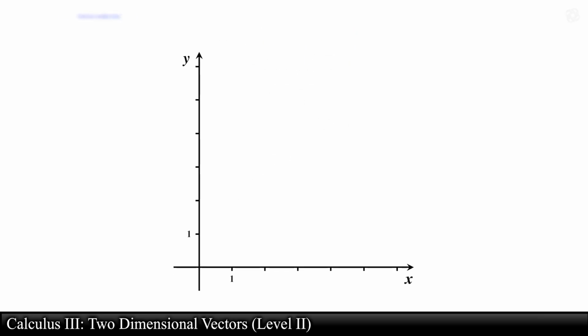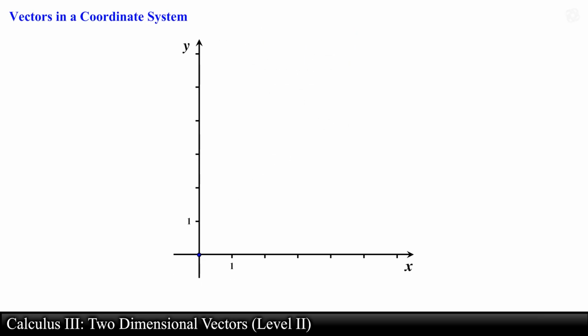Recall that vectors have an initial point and a terminal point. Because vectors can be described using these 2 points, we can describe these points by using ordered pairs in a rectangular coordinate system. For example, vector v can be represented by a directed line segment that starts at the origin (0, 0) and ends at point (3, 2). Let's denote these points as P and Q, respectively.